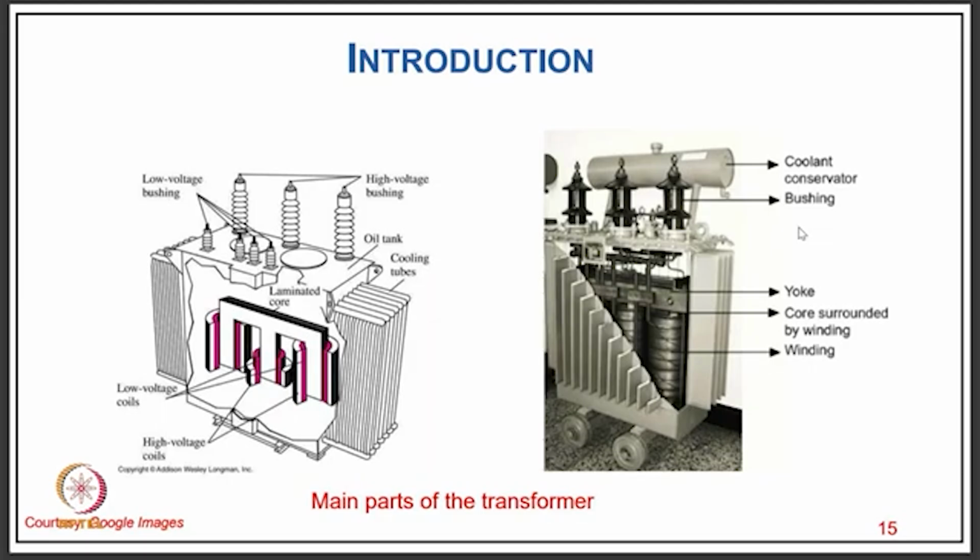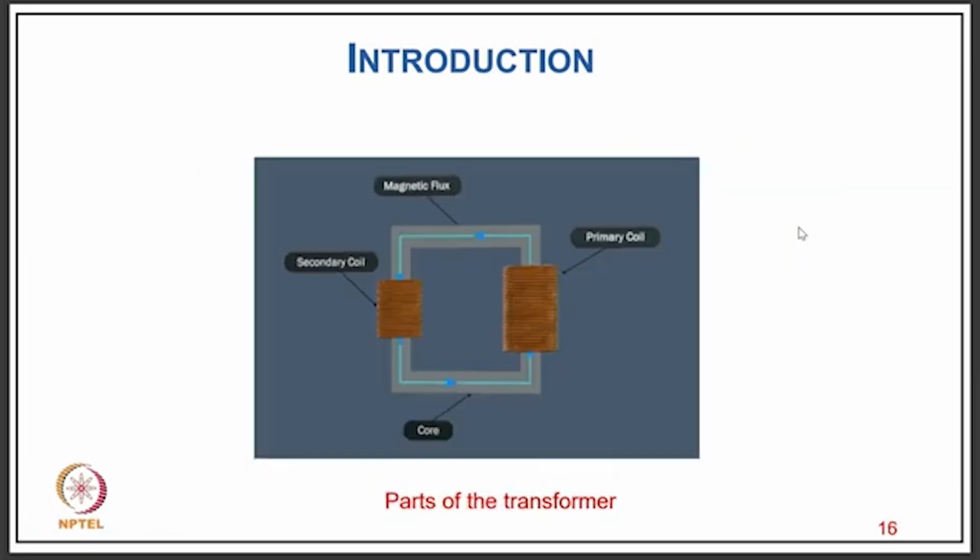So you can see again the different main parts of the transformer here, starting from, as you see in the cross section, the core. Closer to the core is the low voltage winding, and then we have the high voltage winding after the insulation, so that the cost of insulation is reduced. And then of course we have a yoke, a core surrounded by winding, then we have a bushing, and we have a coolant conservator.